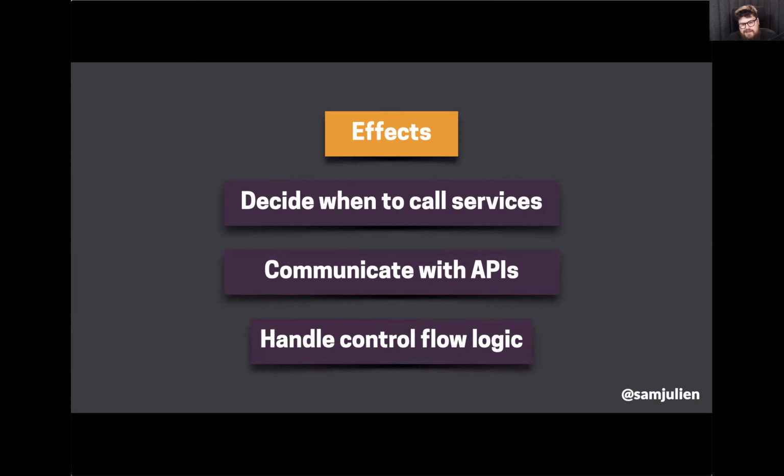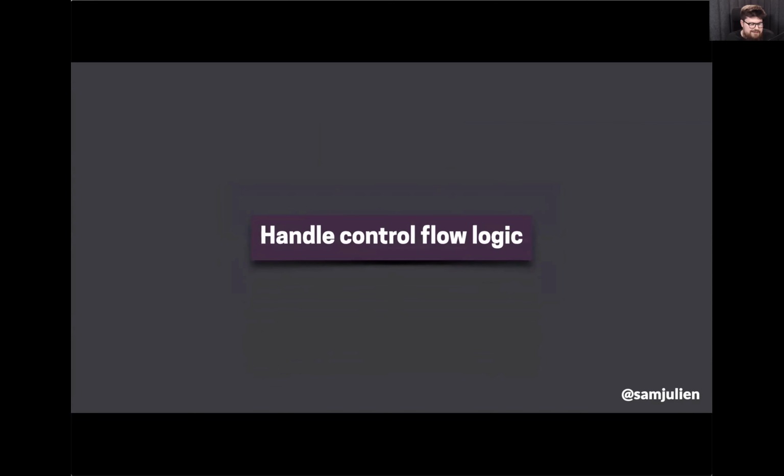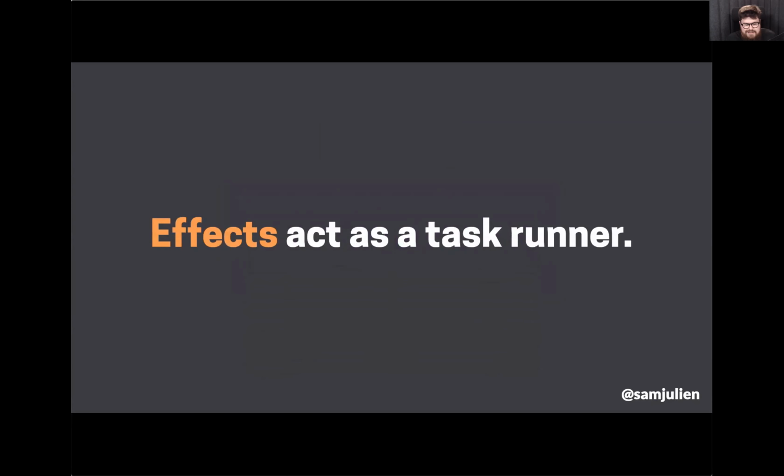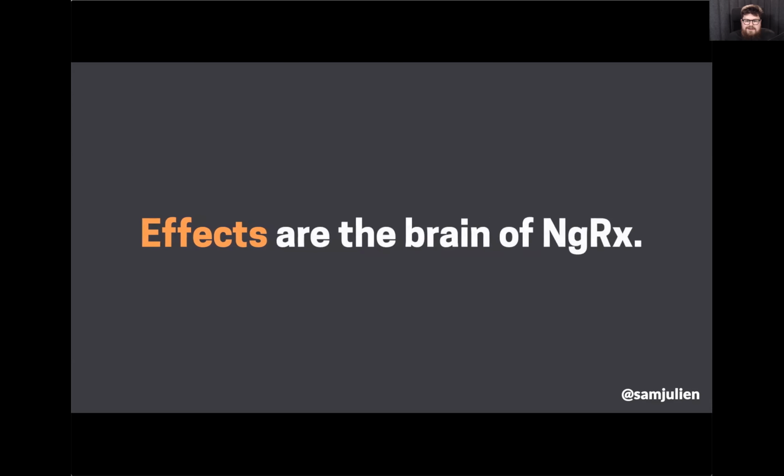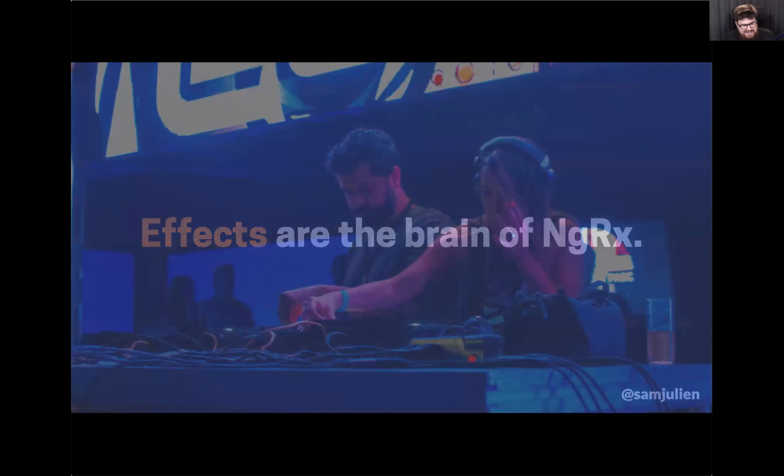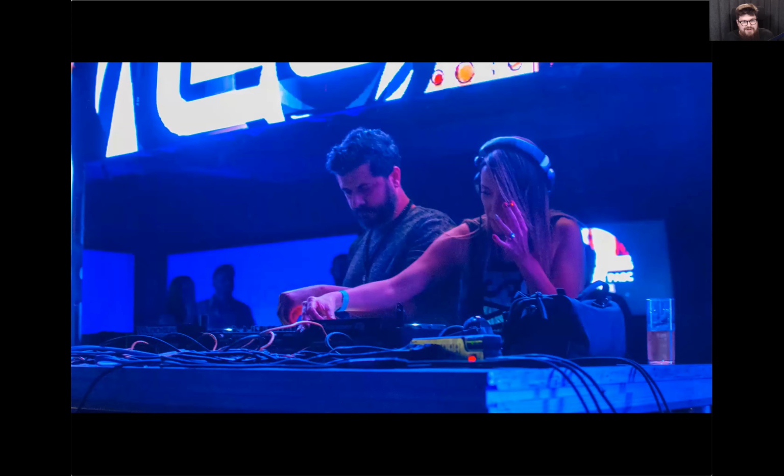But otherwise, there's actually a third thing that effects can do, and they can handle your control flow logic. What on earth does that mean? Another way of saying this is that effects can function like a task runner. Effects are the brain of NgRx. Mike and Brandon, who are from the core team of NgRx, like to say that effects are the meat of the NgRx lasagna, which is a great analogy. I like to say that effects are the DJs of the NgRx dance floor. They make sure everyone is having a good time and that the music is playing in the right order.